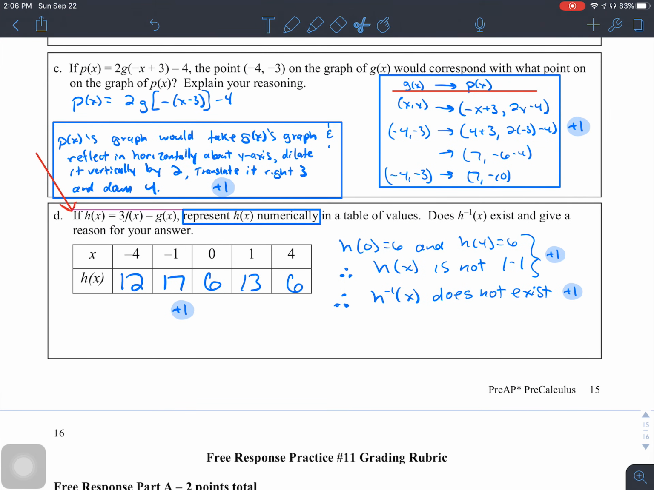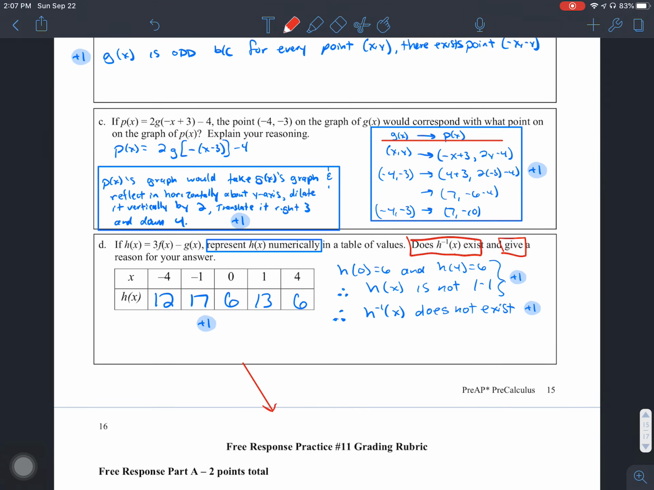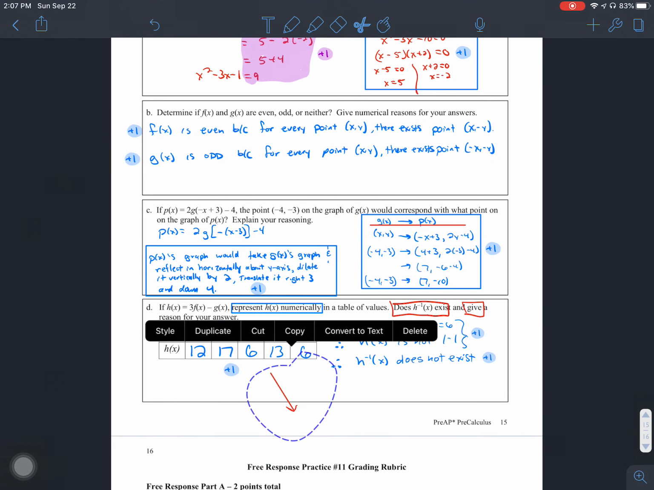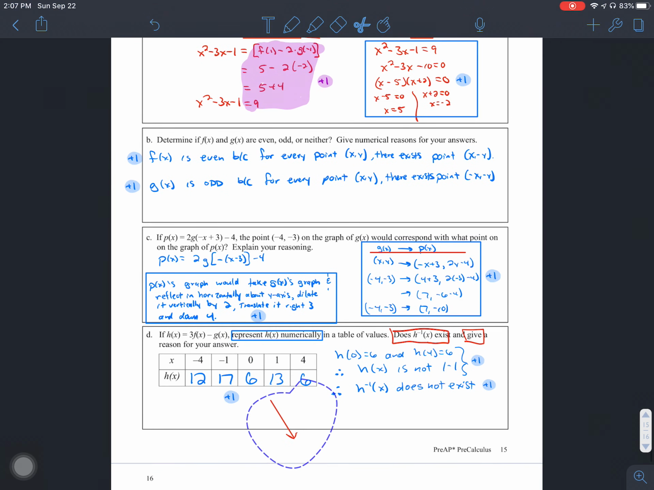Part D. If h of x equals 3 times f minus g, represent h of x numerically in a table of values. Does h inverse exist? Give a reason for your answer. So, does this exist? Give a reason. Here's what I did to get these numbers. And I didn't show work for this, which really increased the chances of me making a mistake.